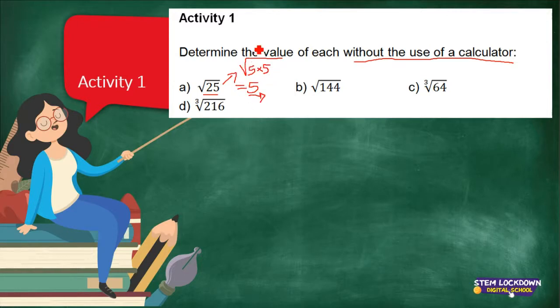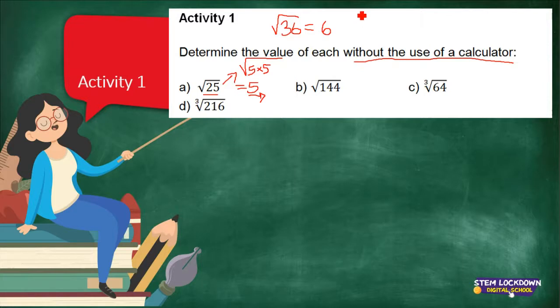Let me give you another example. Let's say I want to know the square root of 36. Which number do you multiply by itself once to get 36? It's not 2 times 2, which is 4. It's not 3 times 3, which is 9. It's not 4 times 4, which is 16. It's not 5 times 5, which is 25, but it is 6, because 6 times 6 is 36.